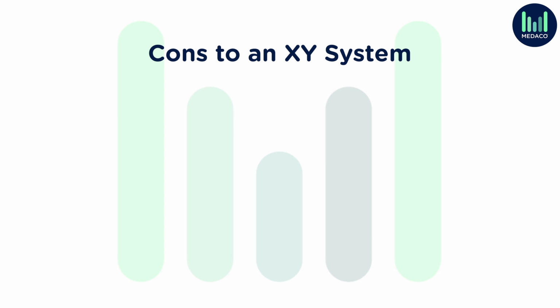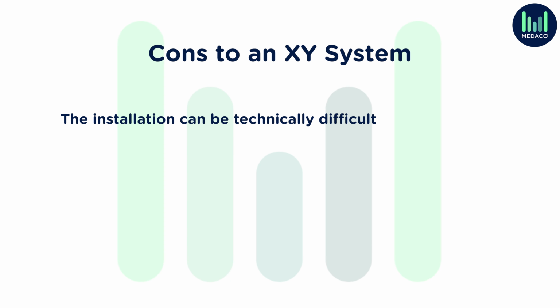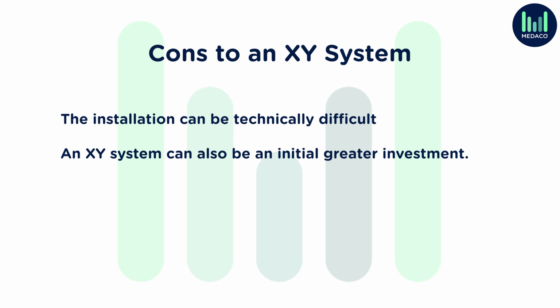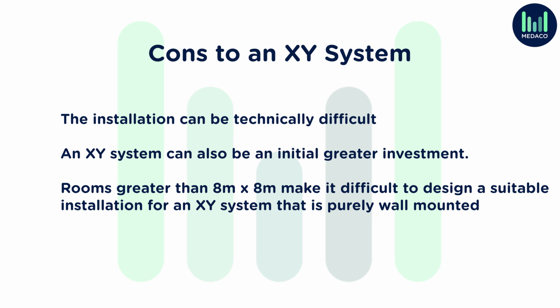With an XY system, it can be technically difficult, as your installer will need to avoid pipework, doors, windows when finding two opposite fixing points. An XY system can also be an initial greater investment. At times, rooms greater than 8 meters squared can make it difficult to design a suitable installation for an XY system that is purely wall mounted.